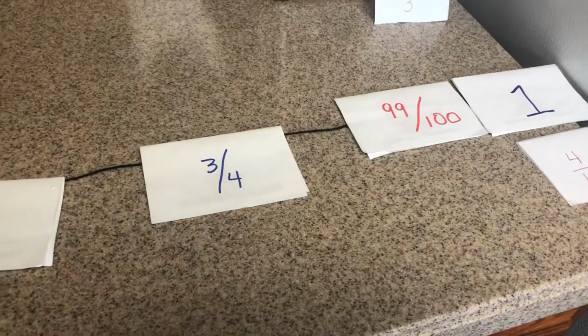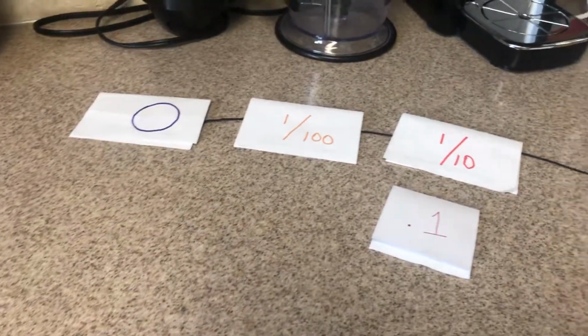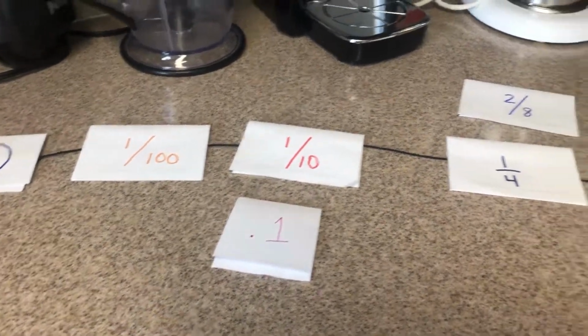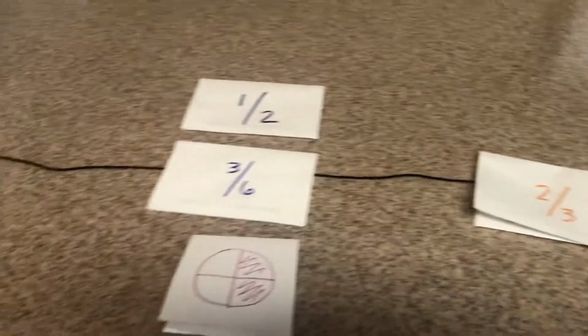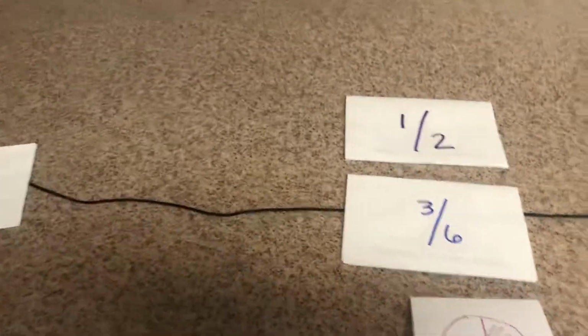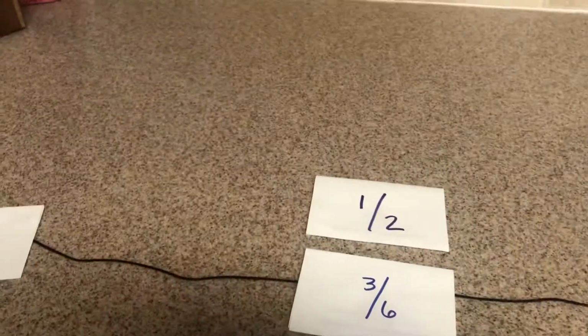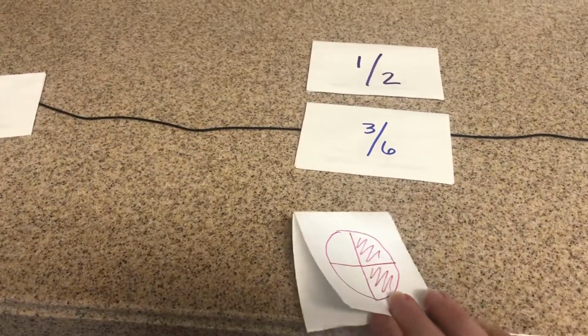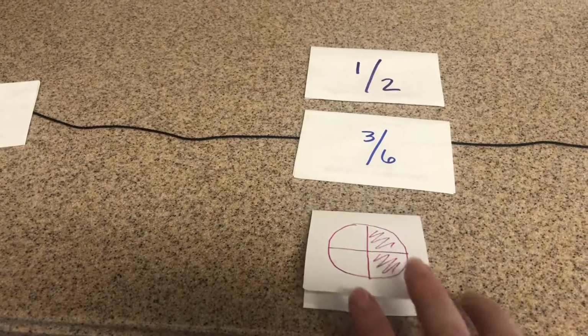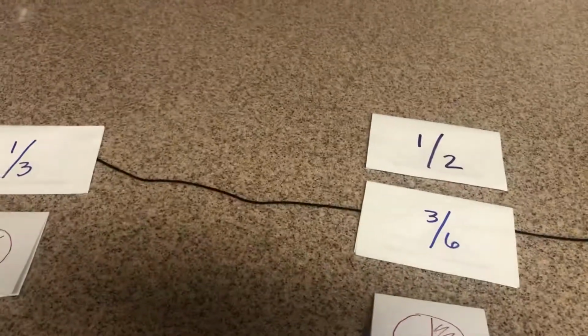and 1, and those might be the three numbers that I start with, and then have each student come up and put a number where they think it is appropriate, a fraction. And to differentiate for students, what I did is on one side I have the fraction, and on the other side I have a drawing of the fraction, so they can use those to compare.